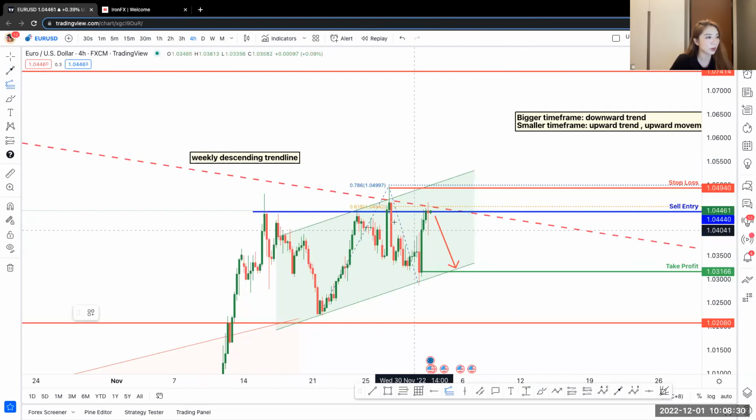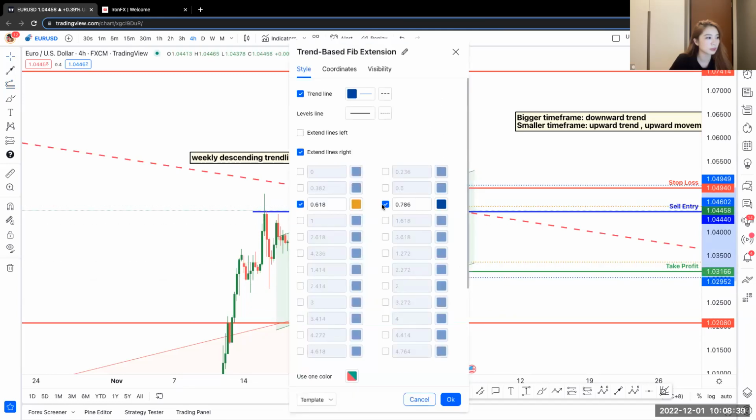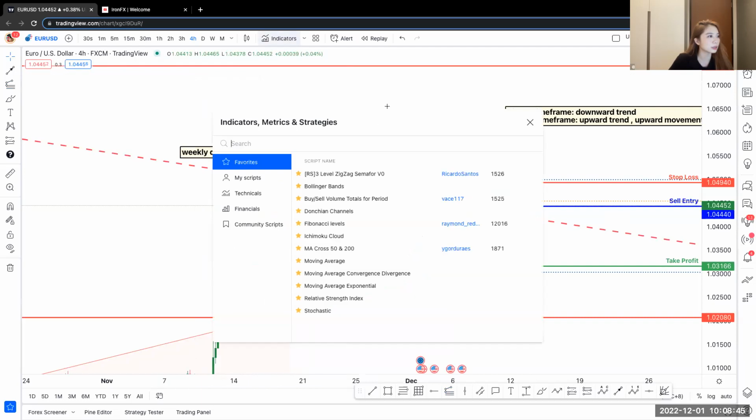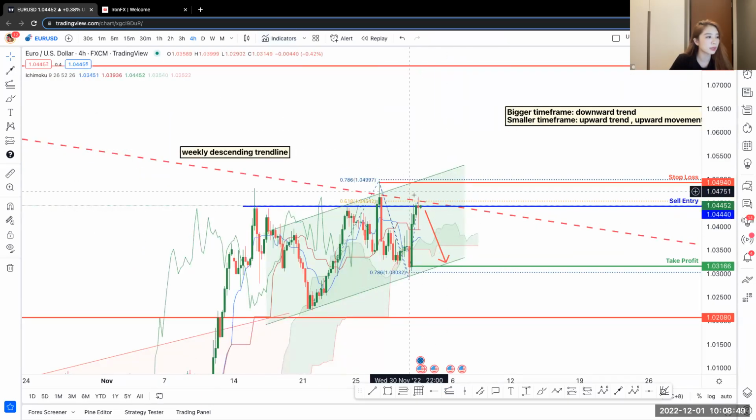Then let's take one for take profit. For take profit, we are looking at in between 61.8 and 78.6. I would say much nearer to 78.6. So we are staying with that. Let's look at indicators. Let's look at Ichimoku. With Ichimoku right now, price is above the clouds.